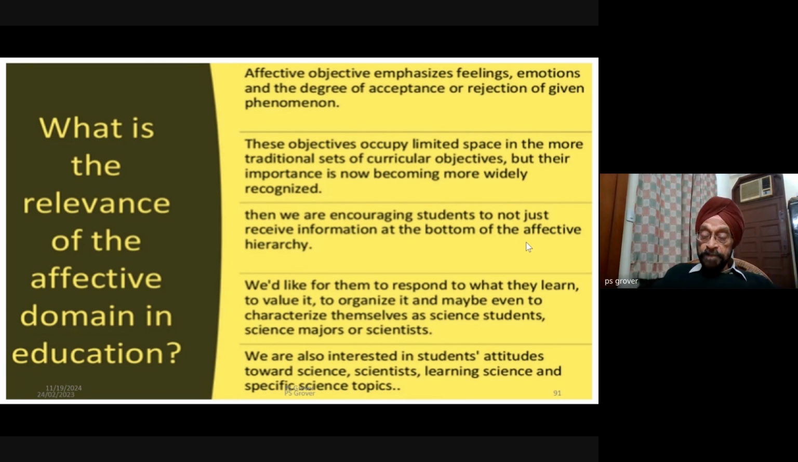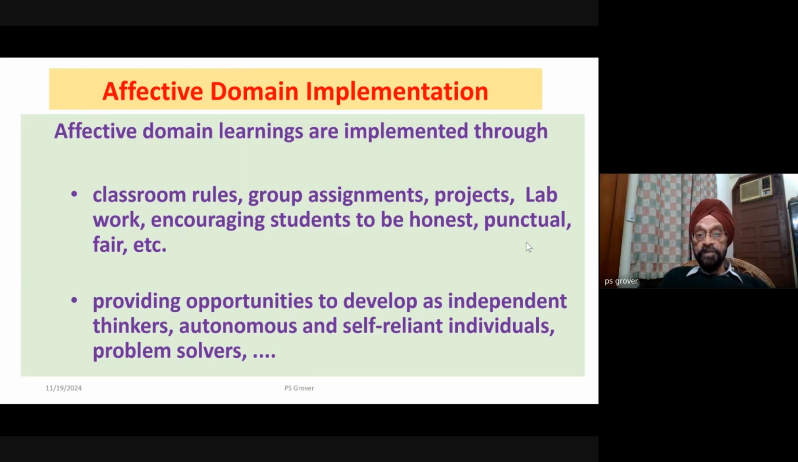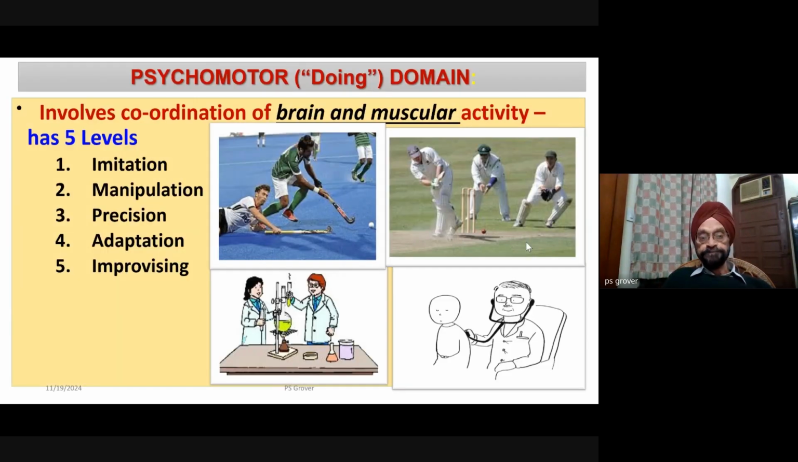Now, human values, I will say that affective domain, how do you implement affective domain? जैसे मैंने कहा था, how do you implement cognitive domain? Affective domain feelings are implemented through classroom rules, classroom ethics हैं, group assignments, projects, lab work, encouraging students to be honest, punctual, etc. Providing opportunity to develop as independent thinkers, autonomous and self-reliant individuals. That means assignments that we give, they encourage honesty. They encourage students to think independently and so on.